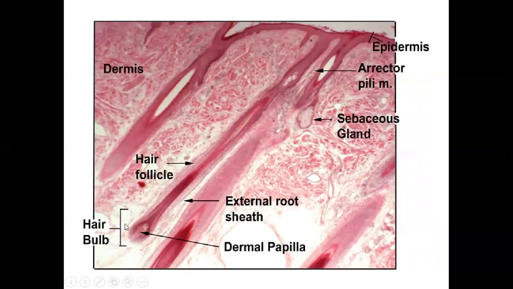Okay, so you can see here, this is the cut section of the skin. Above here we have the epidermis, and this is the hair follicle. This is the hair bulb, this is the external root sheath, and we have the dermal papilla here.